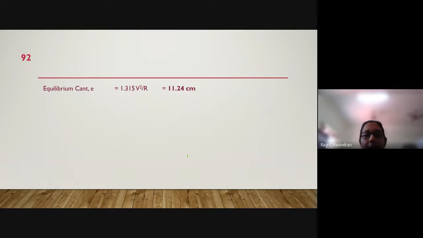And the next step is to find out the equilibrium cant. Since it is a broad gauge, you can directly go with this equation: E is equal to 1.315 V square by R. Substitute the values of V and R in this equation and check whether you got this as the answer. And next is theoretical cant. When we discussed cant efficiency, we discussed that theoretical cant minus actual cant will give you the cant efficiency, right? And actual cant, what we are giving in reality, is nothing but the equilibrium cant itself.